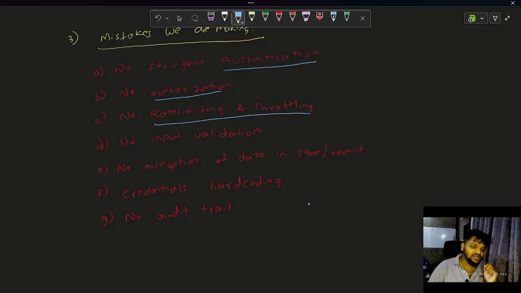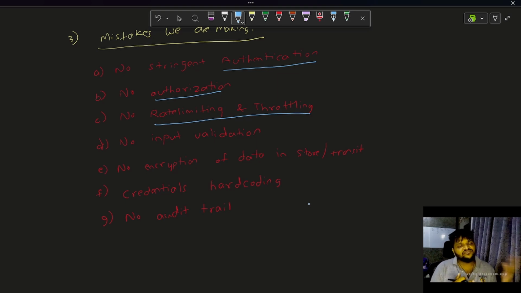Then the third thing is no rate limiting and throttling. I will be having a dedicated video on rate limiting and throttling. I already have a short on that, but rate limiting and throttling is very important at an infra level to protect your infrastructure. Why? Because let's say a brute force attack is happening, or someone is continuously spamming you by sending too many requests. Now, let's say my service has a single pod deployed which can handle 500 requests per second.